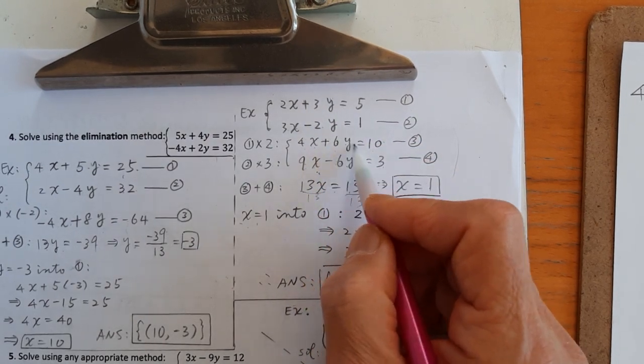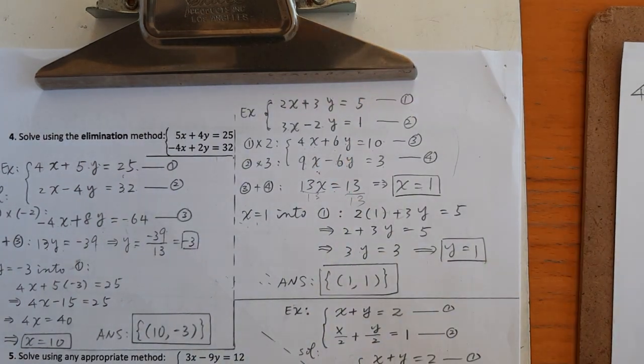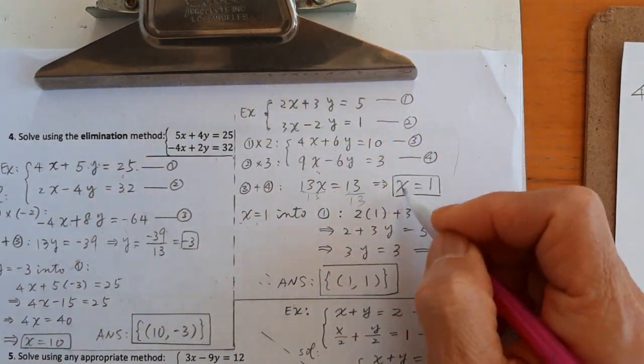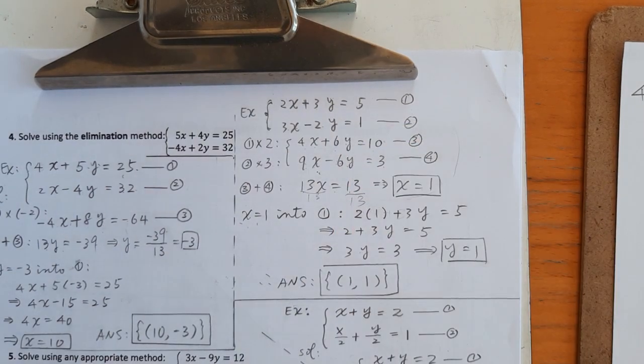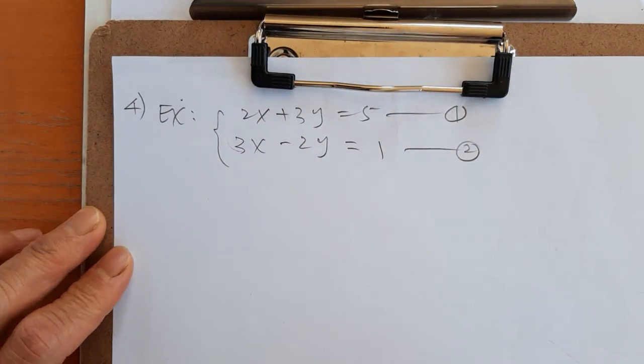You will get 6y and negative 6y. You add together, it is 0. That's eliminating y first. Okay, solve for x. Now here I'm going to show you how to eliminate x first.